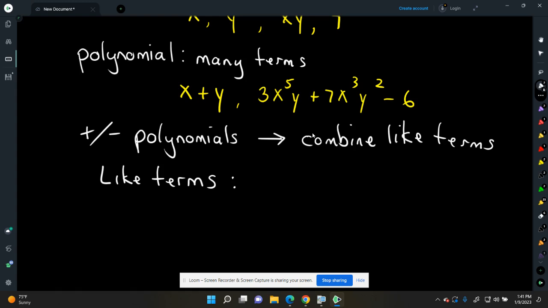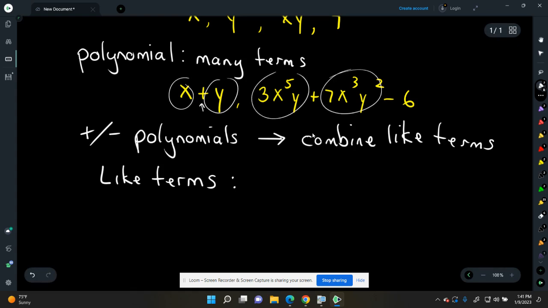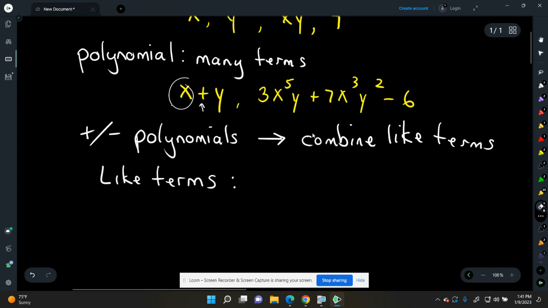Okay. Now I keep saying things, defining things, and I keep saying term. So in algebra, a term is separated by a plus or a minus. So this has 2 terms. Okay, this one has 3 terms. Okay. So a like term, who can define what a like term is?